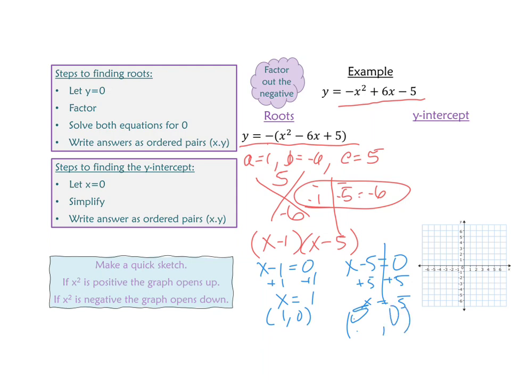Y-intercept. What is the y-intercept? The y-intercept is negative 5. So, we make a dot down here. We make another dot at 1, 0. And we make another dot at 5, 0. And we would have something that looks something like this.